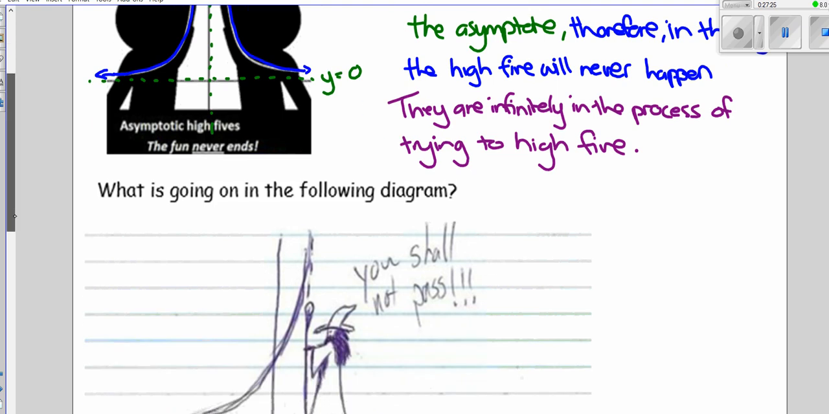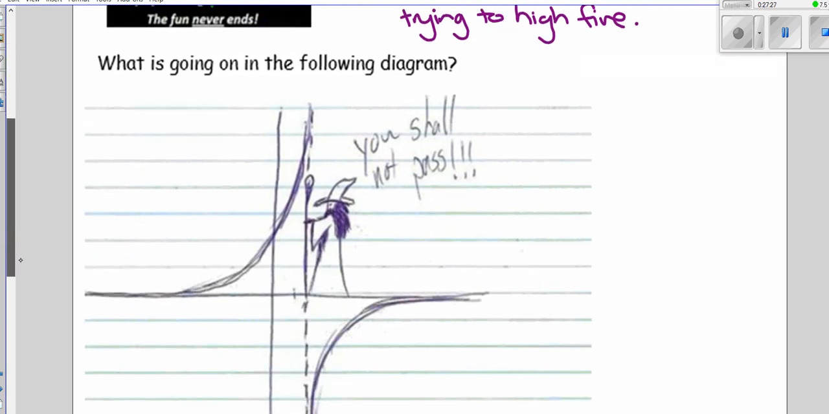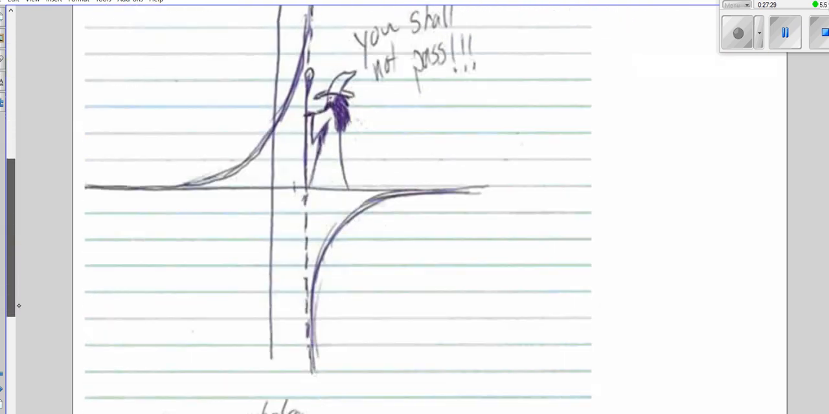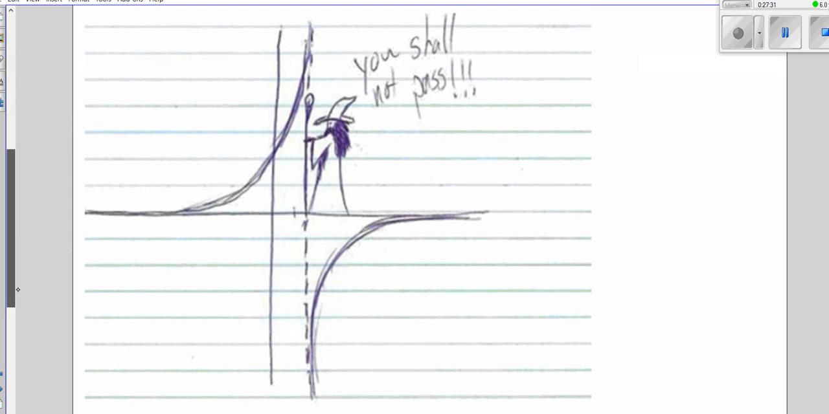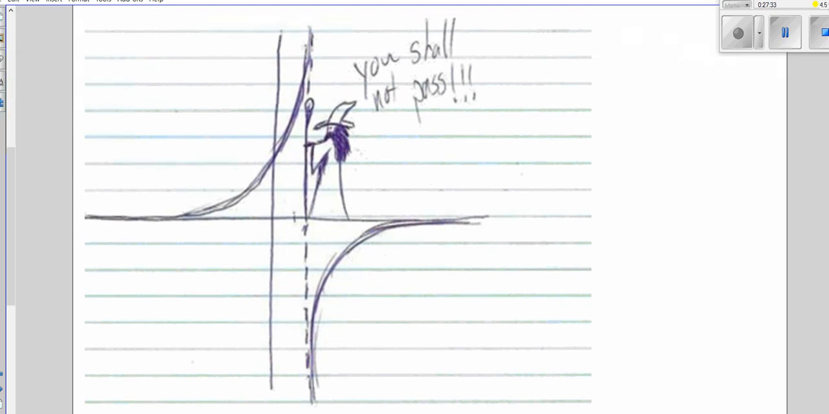Another little one. What's going on in the following diagram? Where do you see asymptotes? Let's try to fill them in. Maybe use a little color code if you want. I'm tending to do my asymptotes in green. What's the equation of that asymptote? It's pretty hard to say. What's the equation of this asymptote? This asymptote is pretty obviously y equals 0.